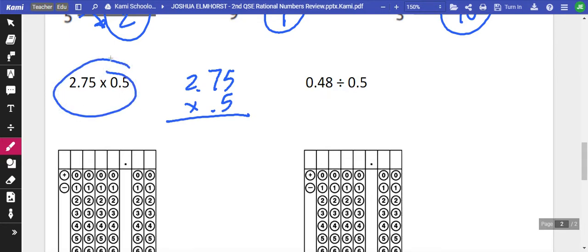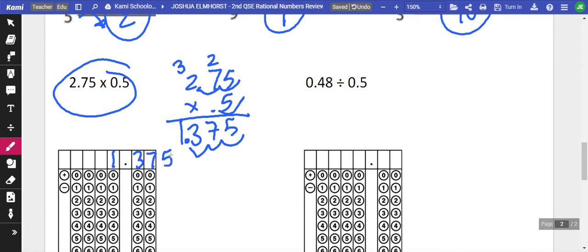So down below we have a multiplication problem, 2.75 times 0.5. So 5 times 5 is 25. 5 times 7 is 35, plus 2 is 37. And then 5 times 2 is 10, plus 3 is 13. So we have 1, 2, 3 decimal places.